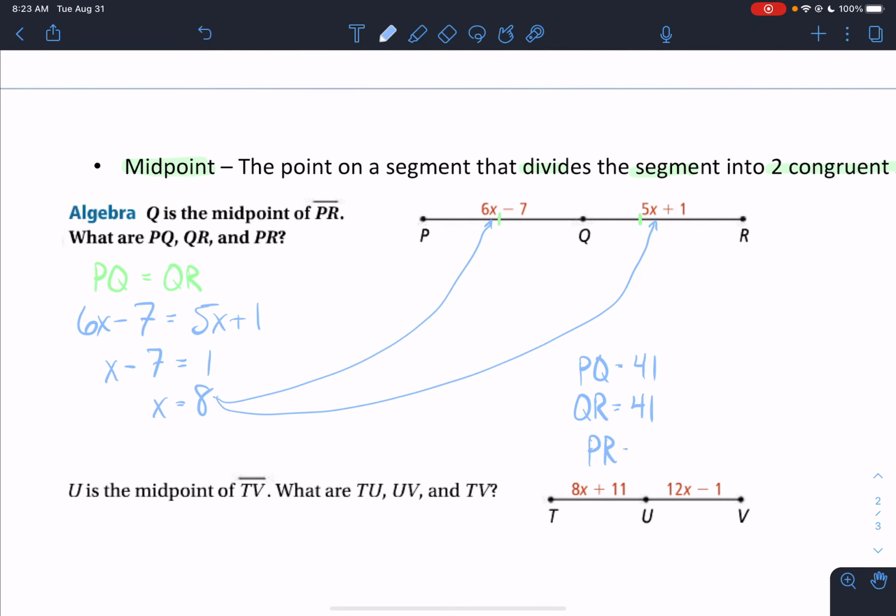And then the other thing I want to find is PR. PR is this entire amount. So again, it's going from here all the way to there. And so I add the pieces together to get that whole amount. So it gives me 82.